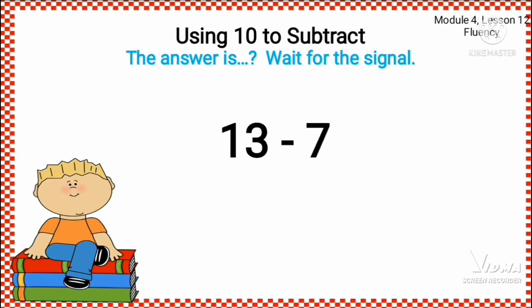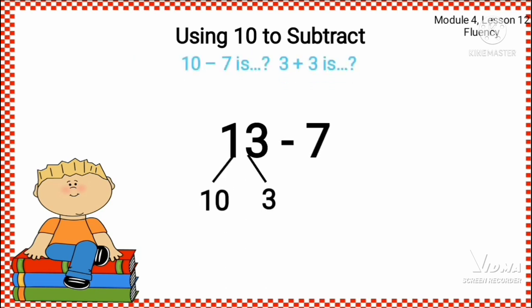13 minus 7. What will you say? 13 is the same as 10 and 3, and 10 minus 7 is 3. 3 plus 3 is 6. So 13 minus 7 is 6. Math is fun, isn't it?